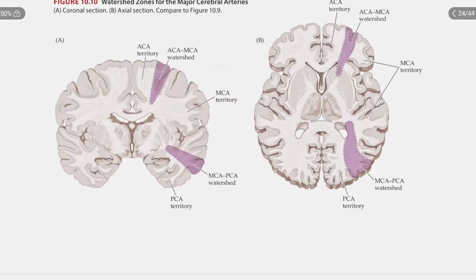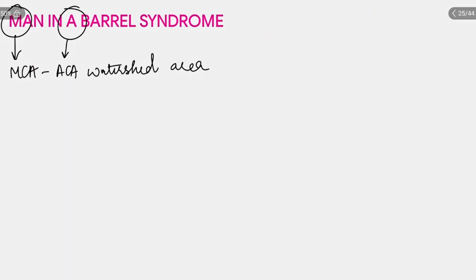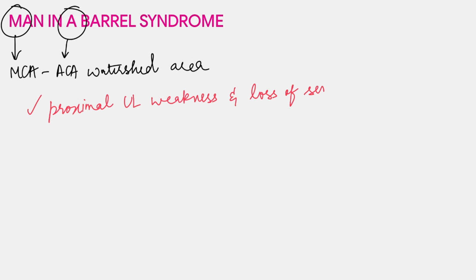Now, if you correlate with the sensory homunculus, what lies here is mainly the proximal upper limb. So the patient will present with proximal upper limb weakness and loss of sensation, contralateral, of course. And this could be called brachial diplegia.